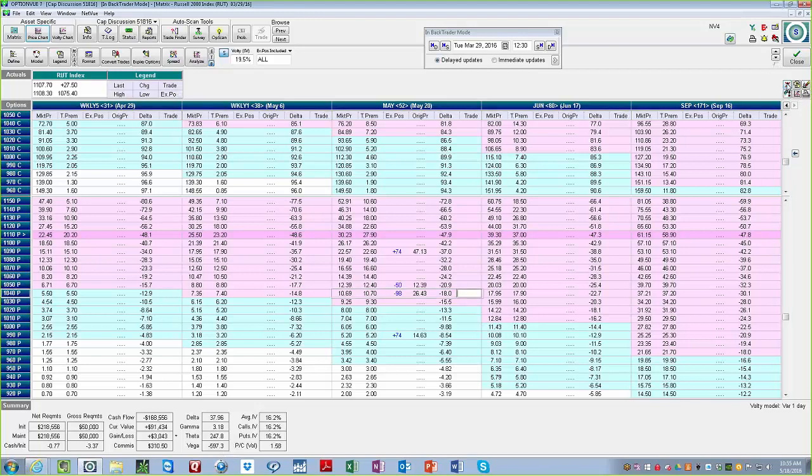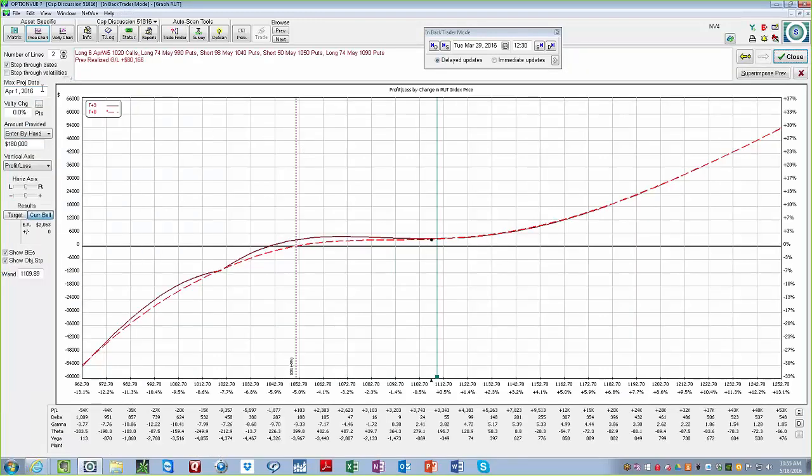So I'll just show you the actual adjustment. I rolled up 50 shorts up one strike. It basically turned vega quite negative, and put us in a position like this.